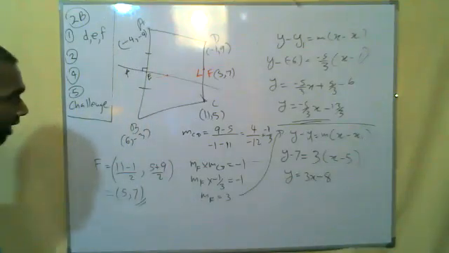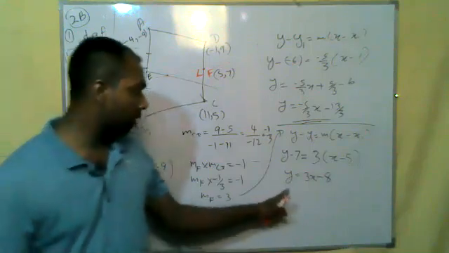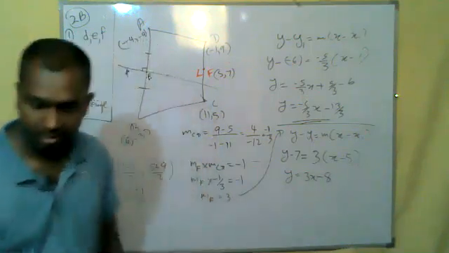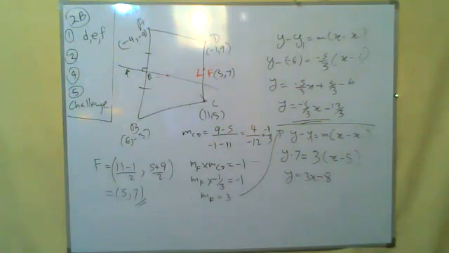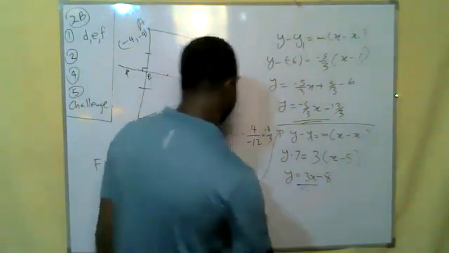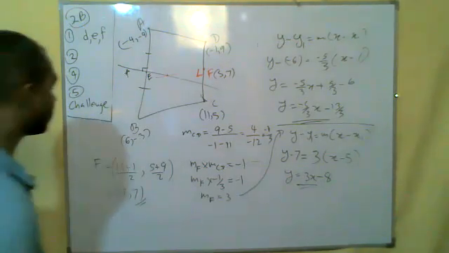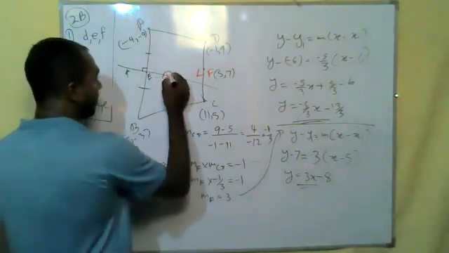We got the equation of the perpendicular bisector of CD as y equals 3x minus 8. So that is going to be part B. What is in part C? They ask for the coordinates of the point of intersection of these perpendicular bisectors. That means the coordinates of this point.